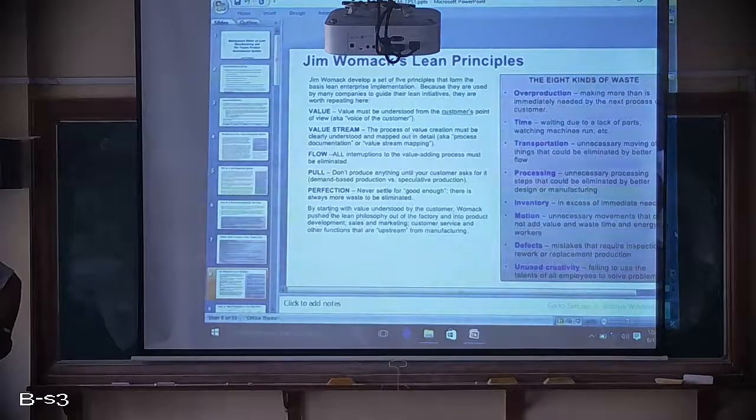By starting with value understood by the customer, OMAC pushed the lean philosophy out of the factory and into product development, sales and marketing, customer service, and other functions that are upstream from manufacturing. Normally, we focus only on the downstream or manufacturing activities, that is raw material, machining, production, quality control, marketing and all.